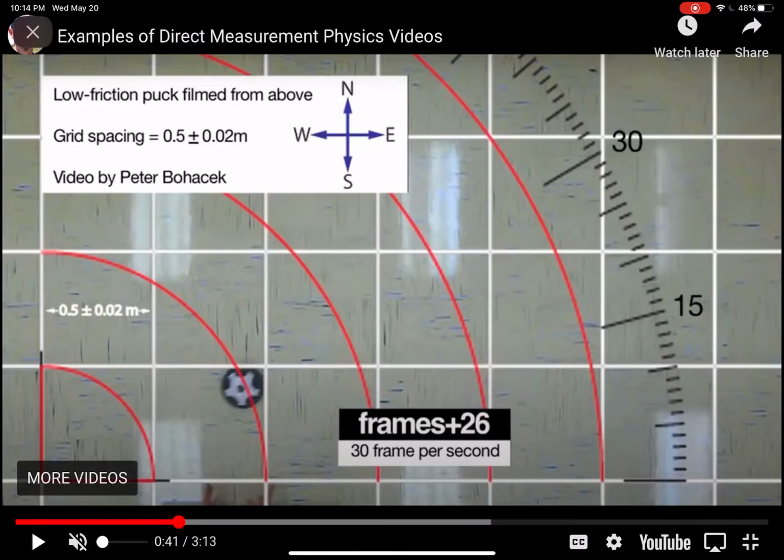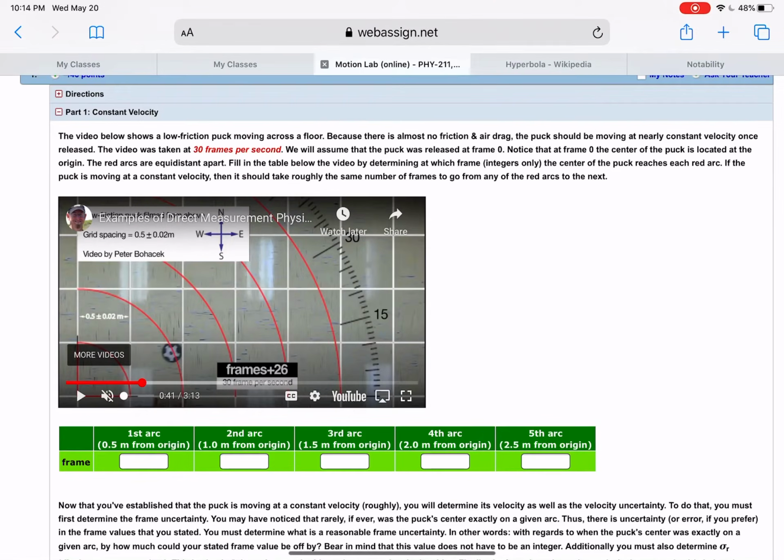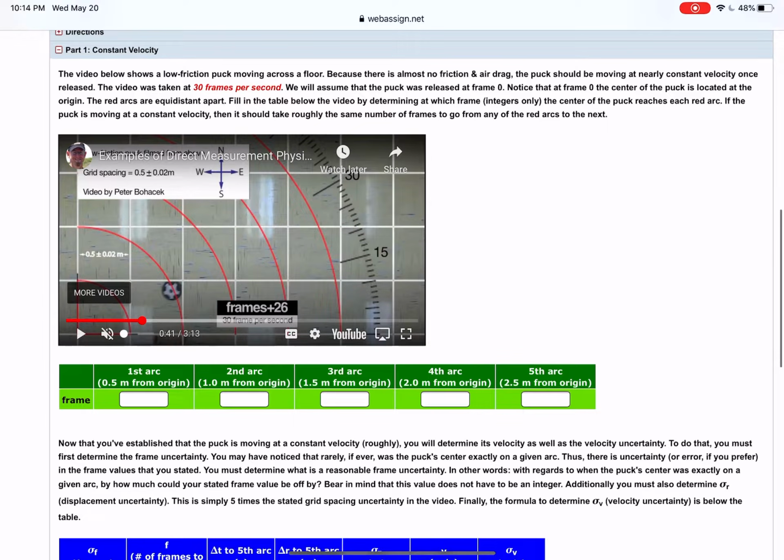And so the question is, do you put down frame 26 or do you put down frame 27? Can't put down in between. It has to be one or the other. And so you must pick, but there's uncertainty because that's not actually when it hit that particular arc. So you will put down in this green table at what frame it hit each arc.